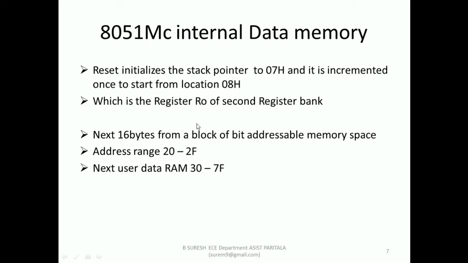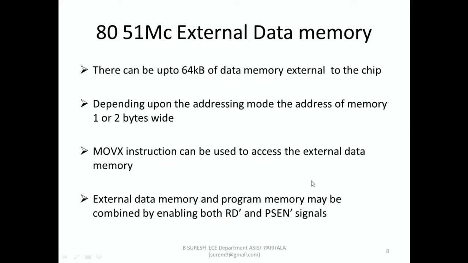After the 32 bytes, which are grouped into 4 banks, the next 16 bytes are bit addressable memory space. That bit addressable memory space address range is 20 to 2F. And after that, the remaining will be the user data RAM, that is, the address range from 30 to 7F.